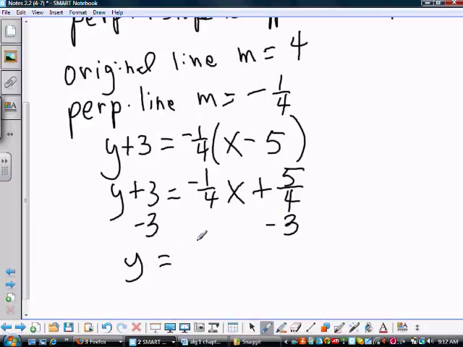So y equals -1/4 x, 5/4 minus 3. Well, let's put that in a decimal. How about 1.25 minus 3? Is how much? -1.75? Okay.